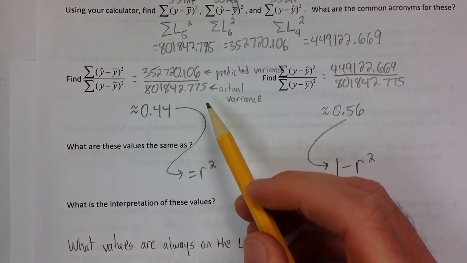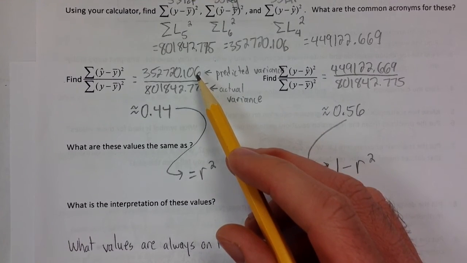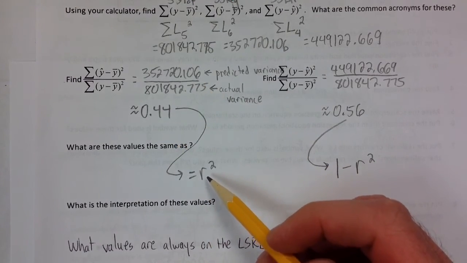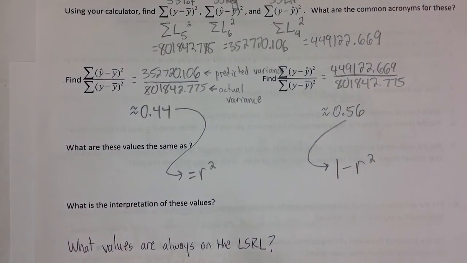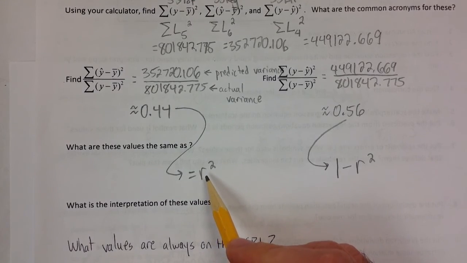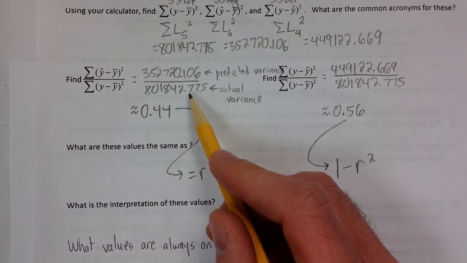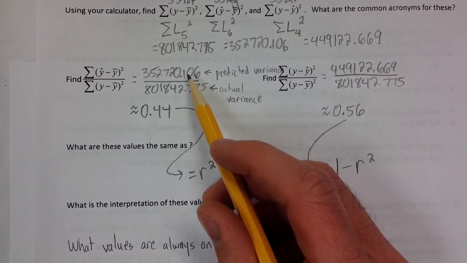So this ratio is the fraction of the total variance, or the actual variance, that we are predicting using this model. And notice that's the same thing as r squared. You don't have to do all of this mathematics. What's really cool and can be shown algebraically is that the correlation coefficient squared is equivalent to the fraction of the variance in the y variable that is being predicted or explained or accounted for by the model, in this case the least squares regression line.